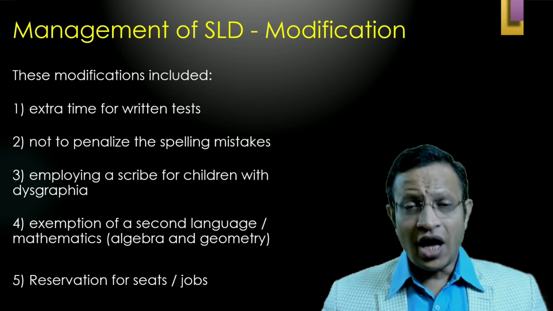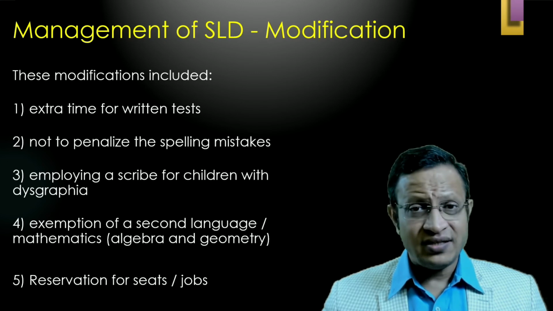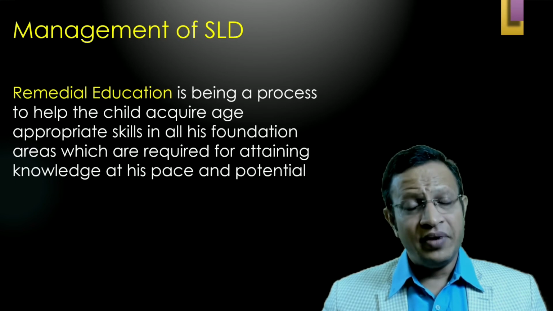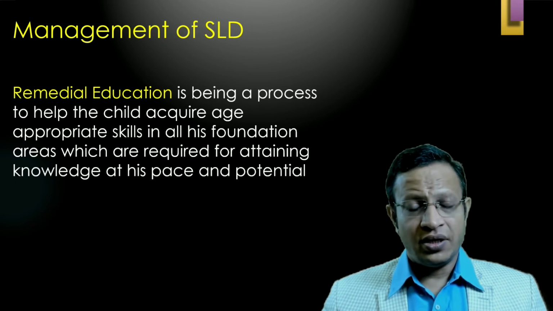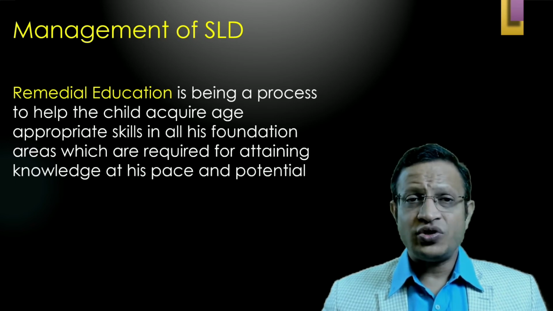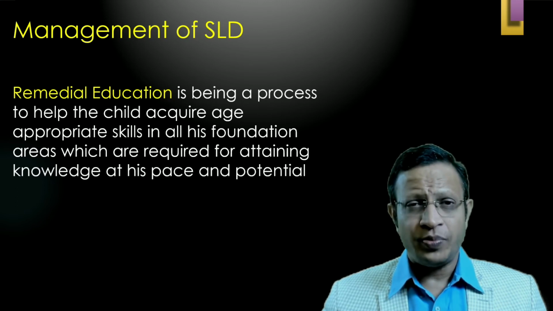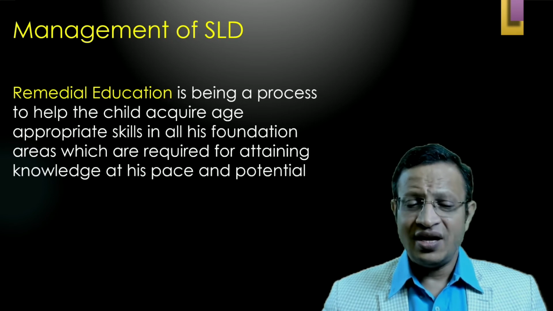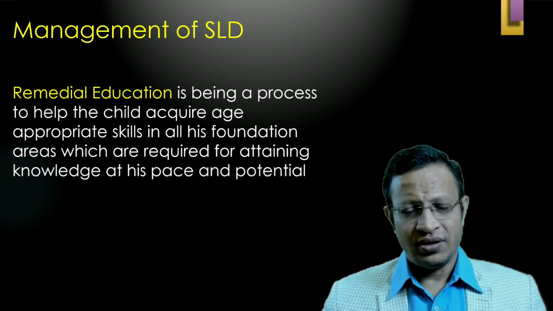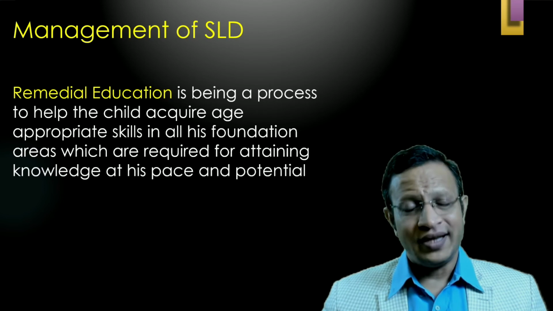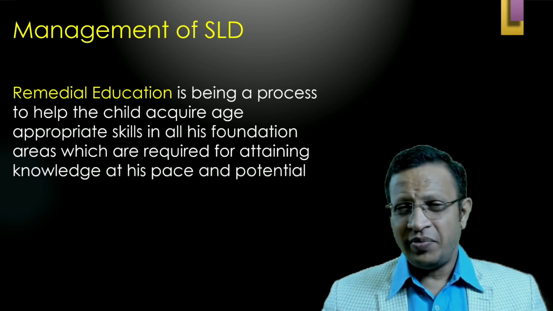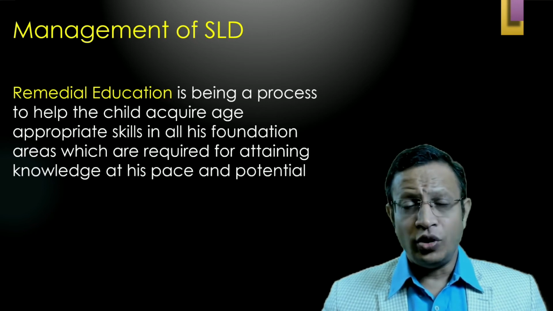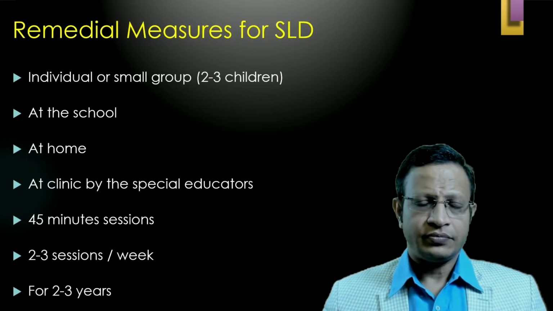That means the outcome variables are changed. That is the modification which is done. Further, remedial measures are taken. Remedial measures means it is a process to help the child to acquire age appropriate skills in all his foundation areas which are required for attaining the knowledge at his pace and potential. That means here you are doing the rehabilitation. Instead of rehabilitation, we are using the remedial measures because the child is suffering from neurodevelopmental problems.